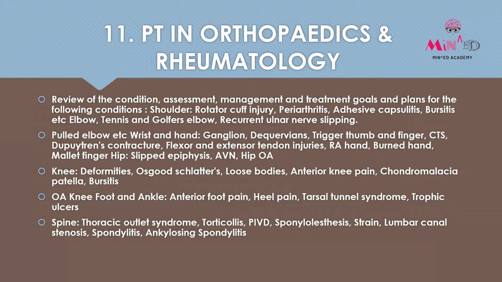Okay, and then next we have a review of the condition, assessment and management, and treatment goals and plans for conditions like rotator cuff injury, periarthritis, adhesive capsulitis, bursitis, tennis elbow, golfer's elbow, then pulled elbow, etc. Wrist and hand: ganglion, De Quervain's, trigger thumb, trigger finger, CTS. So all these topics are there. Just have to make notes on it.